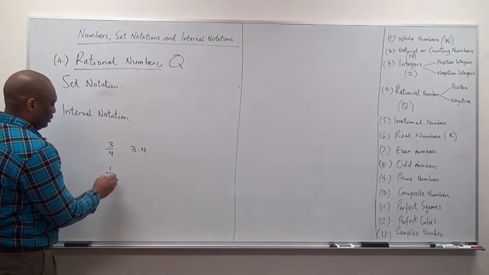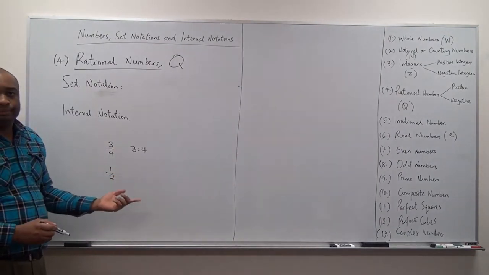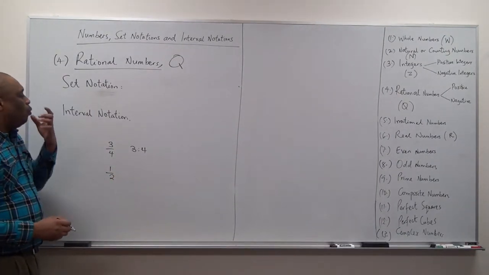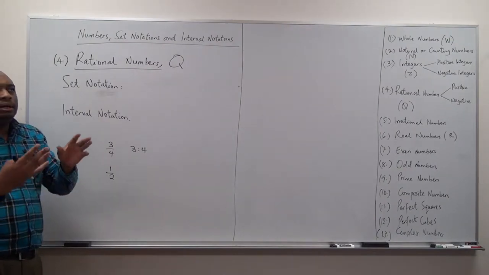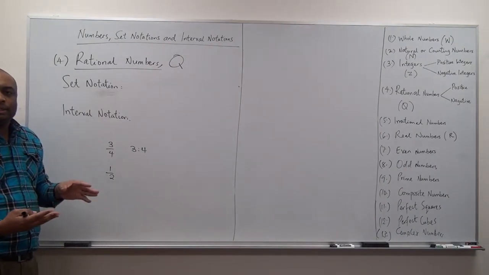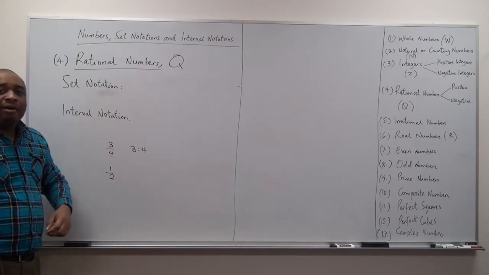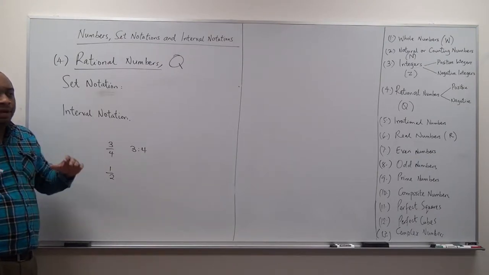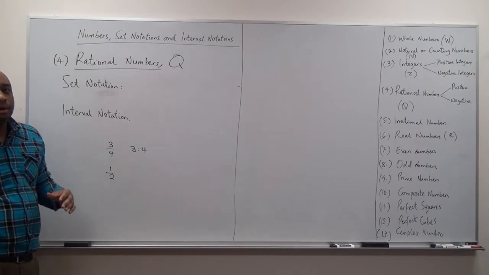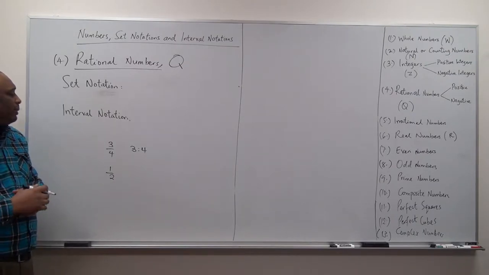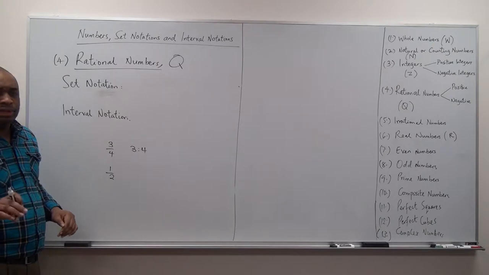When you have a 1 over 2, this is a ratio of 1 is to 2. So, when you have numbers, integers, that can be expressed as a ratio, it gives you rational numbers. But there are rules to that now. Not every ratio is a rational number. We are going to get to the rules.